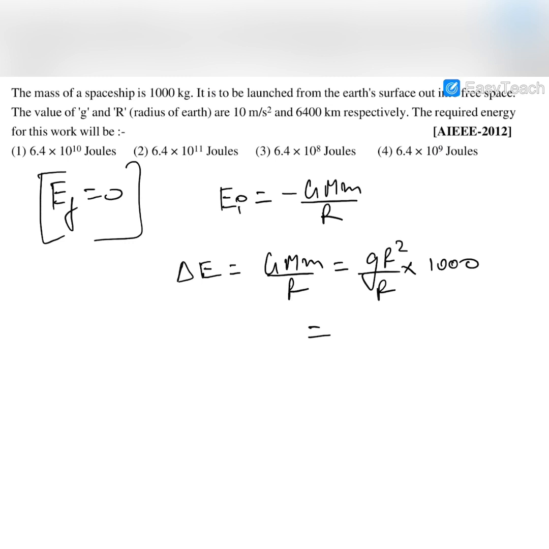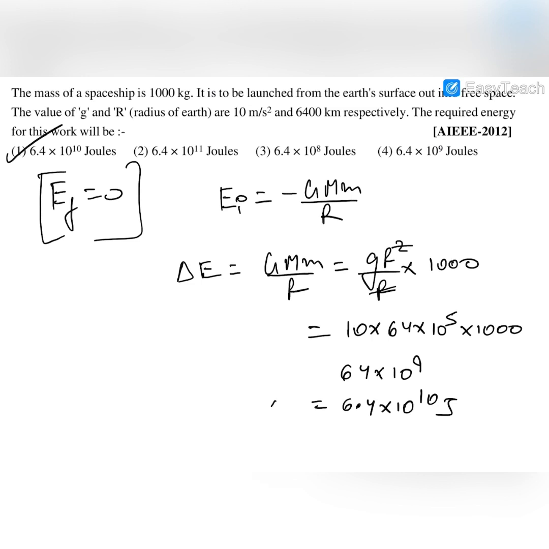So you can see that this gR squared, g is 10 and R is 64 into 10 raised to power 5 meters, and this is 1000. So you can see that this is 64 into 10 raised to power 9, and it is 6.4 into 10 raised to power 10 joules. So the correct answer is A. Now let us move on to the next question.